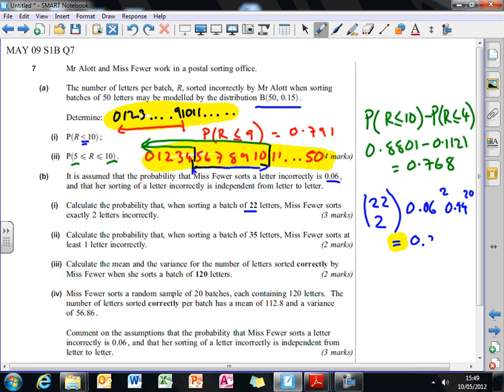I get 0.24. There you go, 0.24. So for the next part, calculate the probability of sorting a batch of 35 letters, so n has changed. She sorts at least one letter incorrectly.